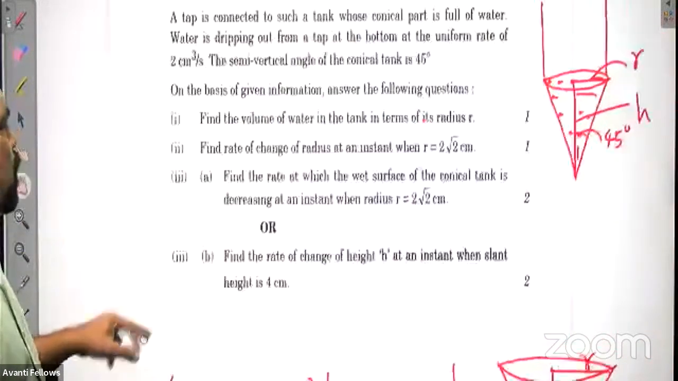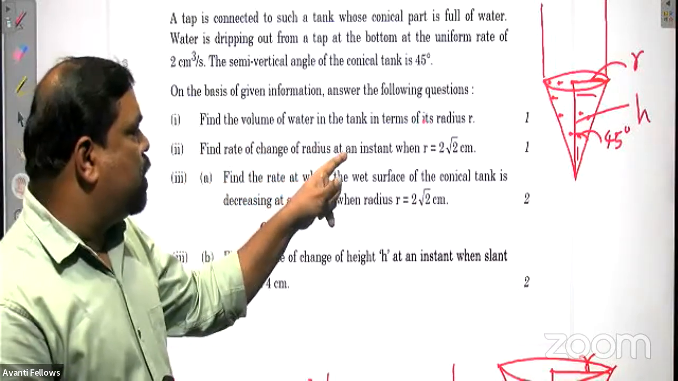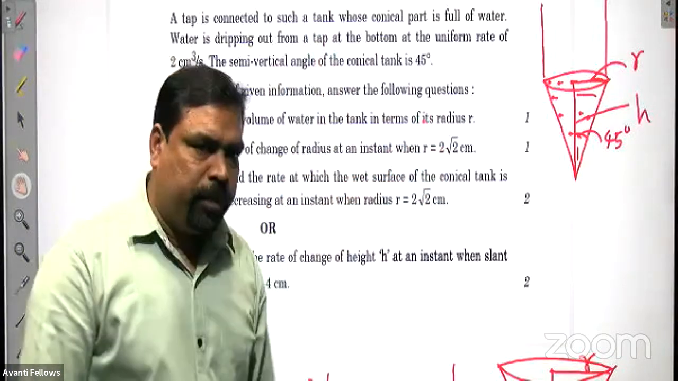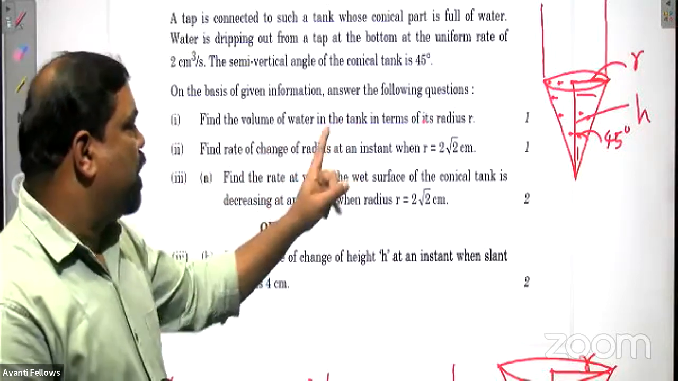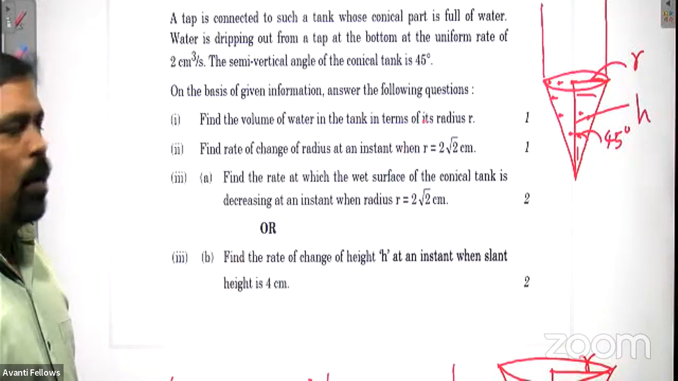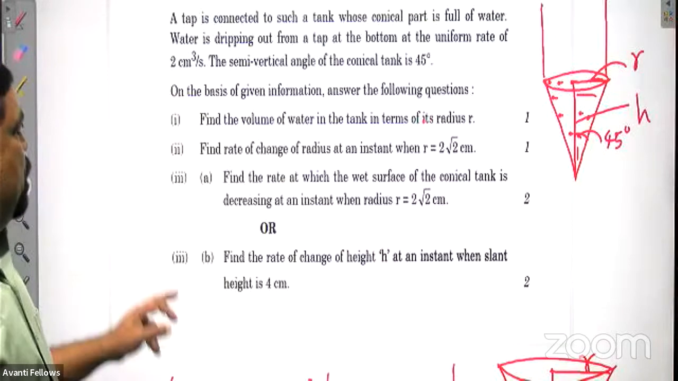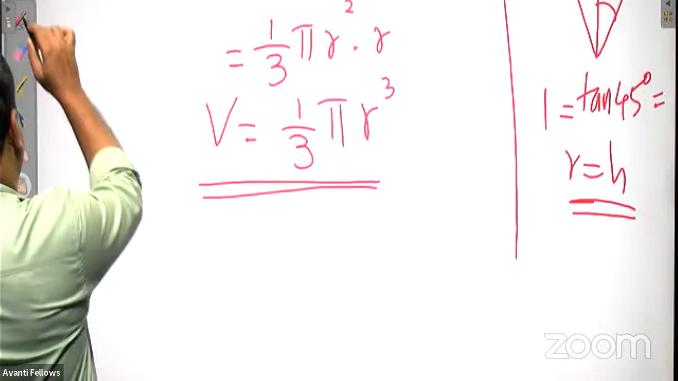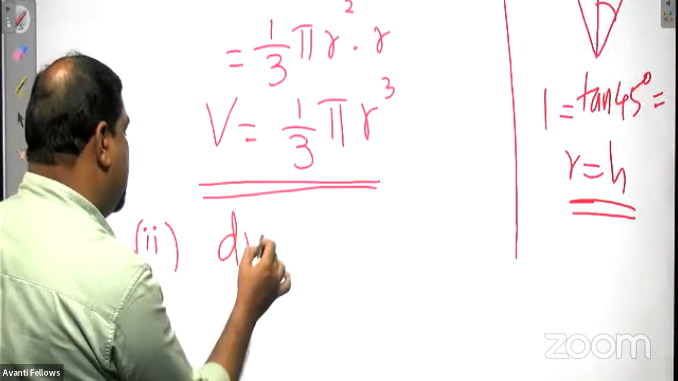Okay. Now the second part. Find the rate of change of radius at an instant when r is equal to 2 root 2. Find the rate of change of the radius at an instant when r is equal to 2 root 2. So rate of change we have to find in the second part. For that we have to differentiate, that's all.